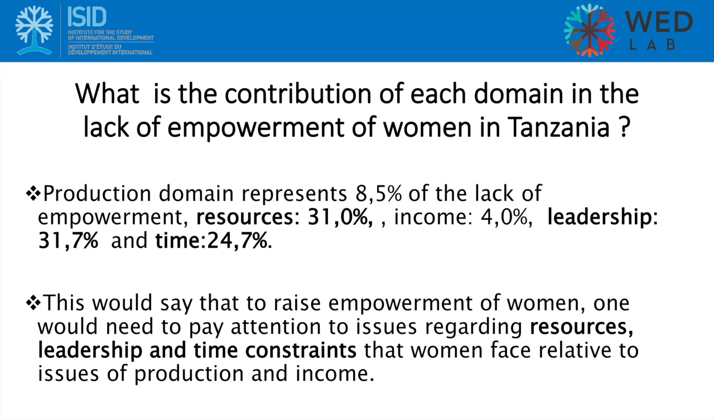Income, only 4%. Right? So issues about income, only 4%. But the real constraints that are hindering empowerment have to do with control over resources, leadership questions, and time. All right, so that's what it says. So what does that mean? The slide says that to raise empowerment, we need to pay attention to issues regarding resources, leadership, and time constraints. Right. So what does TASAF do, by the way?